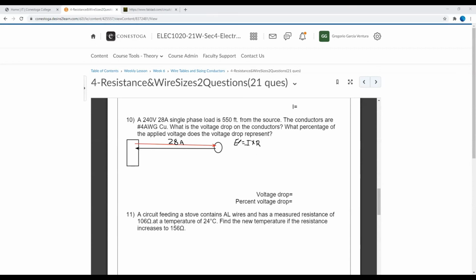We are going to add a subscript to this E, and we are going to call it E sub D, voltage drop. E_D is equal to I times R. What is I? The line current. What is R? This R says that R is equal to 2, because we have a branch circuit, single phase load, 2 times L times K divided by Cm.